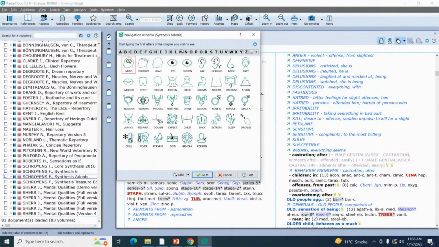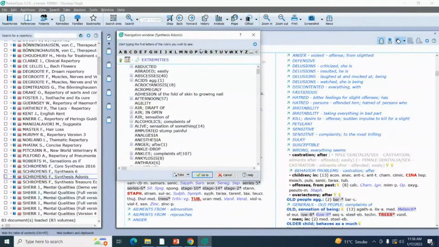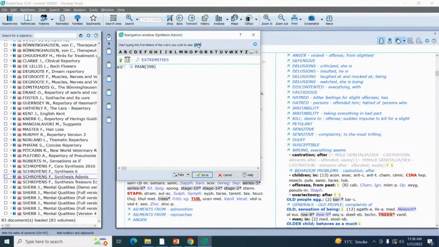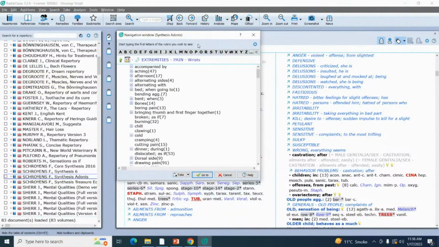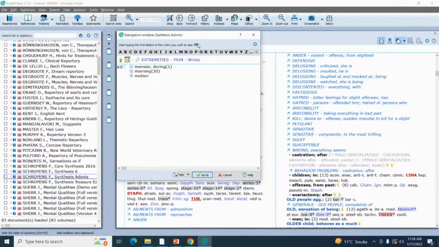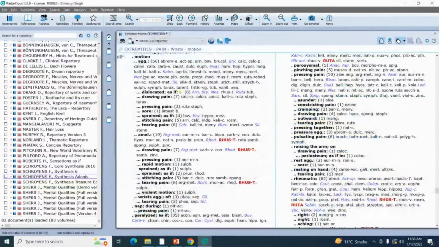The next symptom, my patient is having pain in the wrist joint. Now I'm going to the Extremities chapter. Extremities, pain, wrist, on motion. My patient is having pain in the wrist while in motion. I'm going to take this: from the Extremities chapter, pain, wrist, motion aggravation.